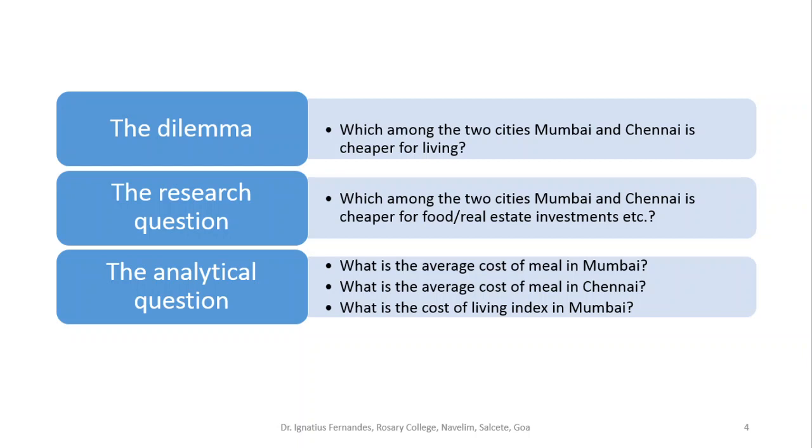So you try to find out what is the average cost of a meal in Mumbai, what is the average cost of a meal in Chennai. So you are looking at the cost of meals in the two cities. Corresponding to this factor, your analytical questions will be: the average cost in Mumbai, the average cost in Chennai, the cost of living index in Mumbai and Chennai. So this becomes your analytical questions.